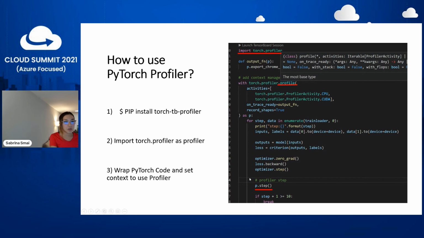And then the last step is in your for loop, where you're actually doing the training run, you can call p.step for the profiler step. This is where it will collect all the inputs, and then the traces will be pretty much ready, and then the output function will be called. And so the traces will be saved in a Chrome trace file, and then you'll be able to visualize them in TensorBoard, the TensorBoard plugin that I had shown initially.